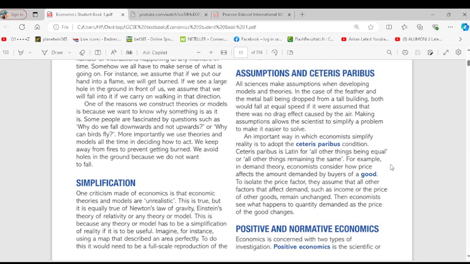So what they are simply saying is that whenever scientists want theories to be simpler and understandable, they use assumptions. I'm going to read it anyway. All scientists make assumptions when developing models and theories. In the case of the feather and the metal ball being dropped from a tall building, both would fall at equal speed if it were assumed that there was no drag effect caused by the air. Making assumptions allowed the scientists to simplify a problem to make it easier to solve. With assumptions, problems become easier.